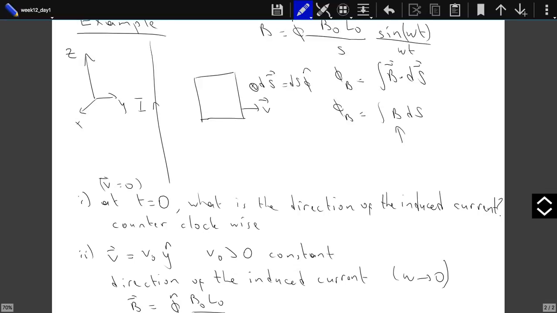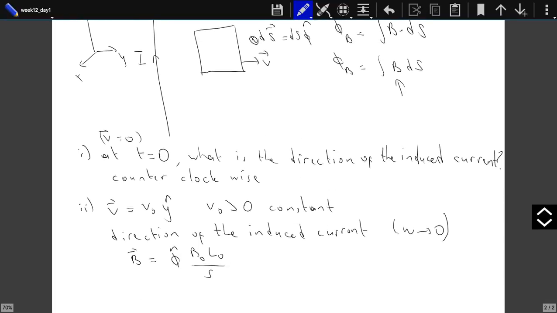So let's see. You already said that in this case, again, we can choose ds to be in the phi hat direction, so the flux is positive. Is it increasing or decreasing? It's decreasing. Magnitude is decreasing. Basically, it's moving towards regions in which B is smaller. So the current should be such that it will increase the flux. That is if the current is in clockwise direction.